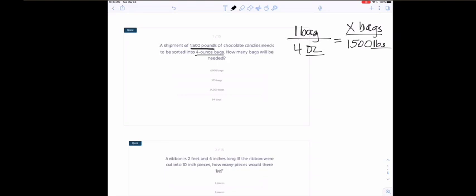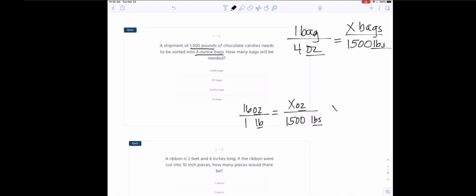What's the problem here? The problem here is that this is in ounces and this is in pounds, and we can't have that. So we have to convert these pounds to ounces. So how many ounces are in a pound? There are 16 ounces in 1 pound. So we want to know how many ounces, X ounces, are in 1,500 pounds. If you notice, the ounces and the ounces are lined up, the pounds and the pounds are lined up.